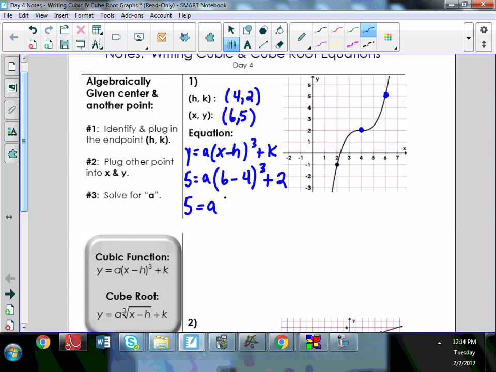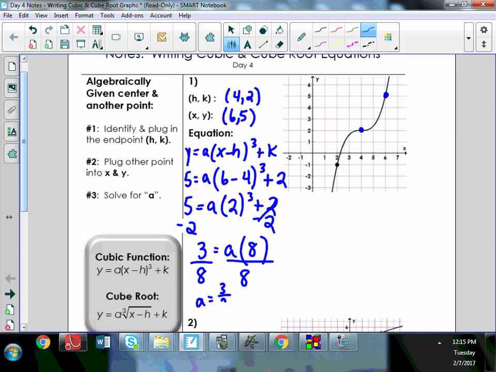Right? So 6 minus 4 gives me 2, cubed, plus 2, and then someone said minus 2. Did you mean to move the 2 that's added on the end? Oh, okay, good. So we could subtract that 2, and that leaves me with 3 equals a times, what is 2 cubed? 8. So you could cube that 2, 2 times 2 times 2, and then how do I get rid of that? Divide by 8. Yeah, so the a value is 3/8, which is a fraction less than 1.